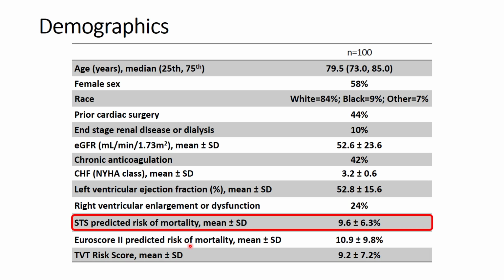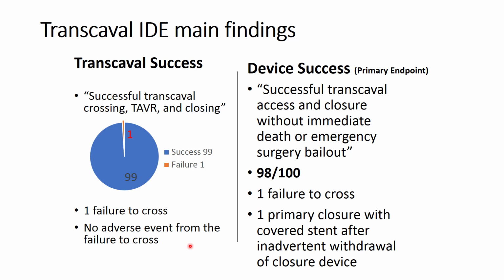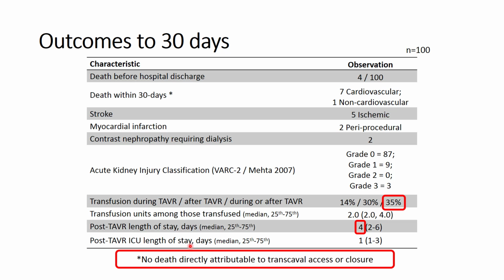Surprisingly, the transcaval success was 99 out of 100, with one failure because of inability to cross. From a device success standpoint, 98 out of 100 had good closure. One was the failure to cross, and the other was a failure during the plug closure, and they had to put a covered stent in the aorta. Around 35% ended up having transfusion during this procedure, which was one of the main initial problems when they started with transcaval, but this has gone down tremendously. These people only stayed 4 days in the hospital.